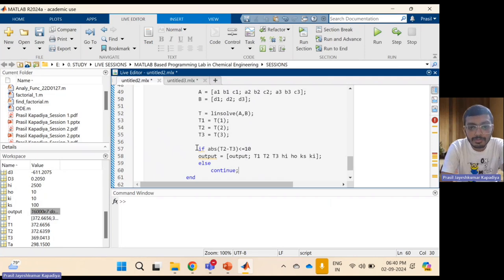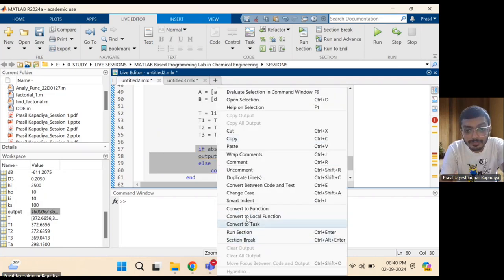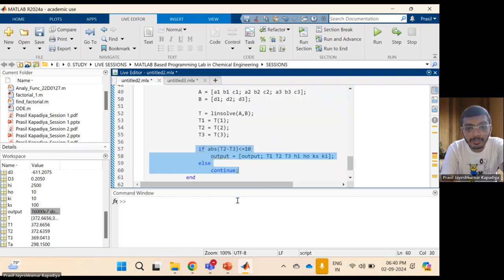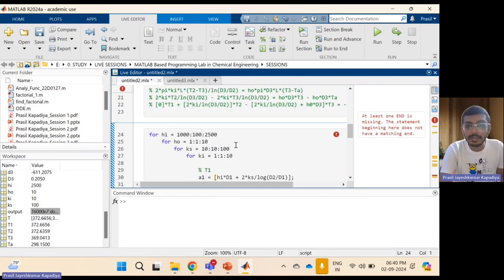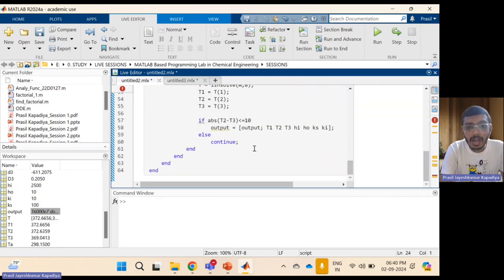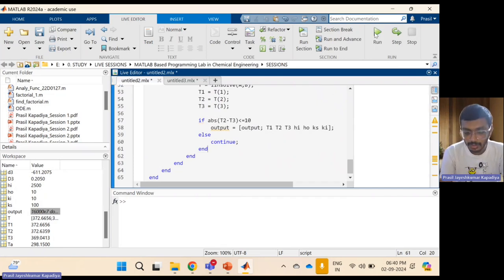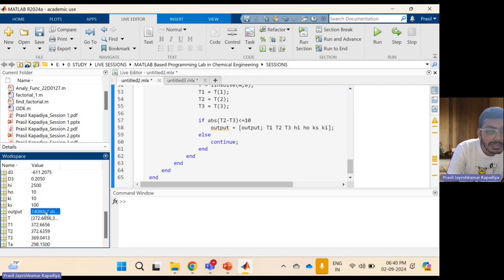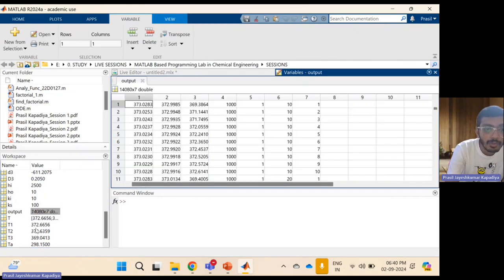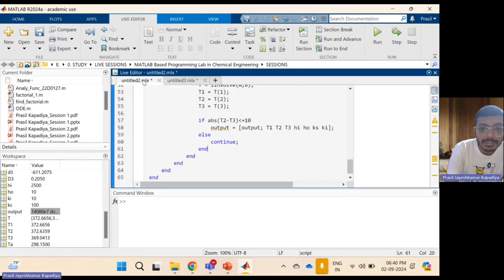Let's use smart indent here. Now let's run it and see how many points we are getting where T2 and T3 are close. There is one end missing for the loop. After the if, we need to put one and that we have not added. Now it's fine. Let's run it. So see, our output is still a huge 14,080. So 10 is still a huge value.